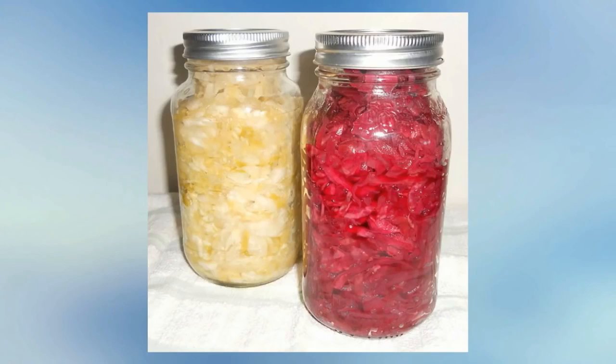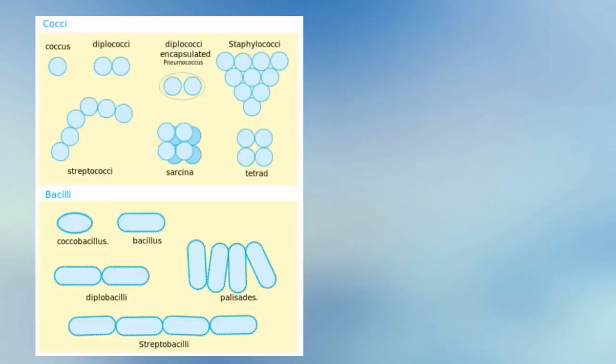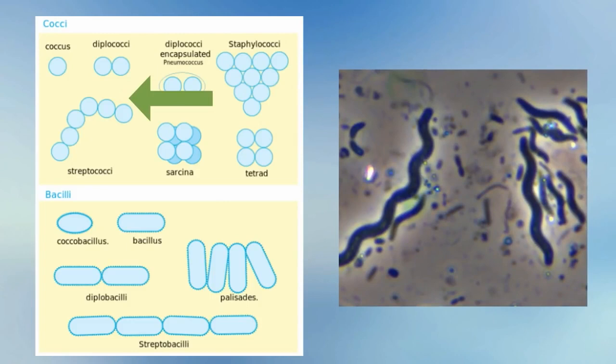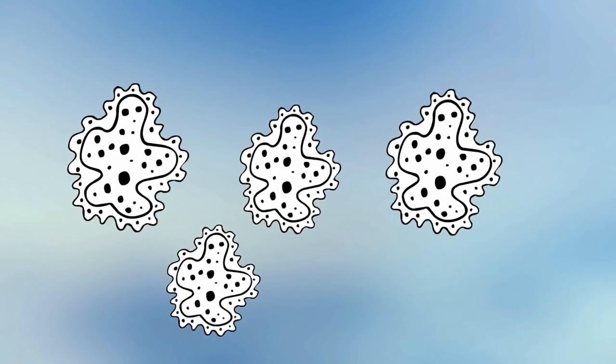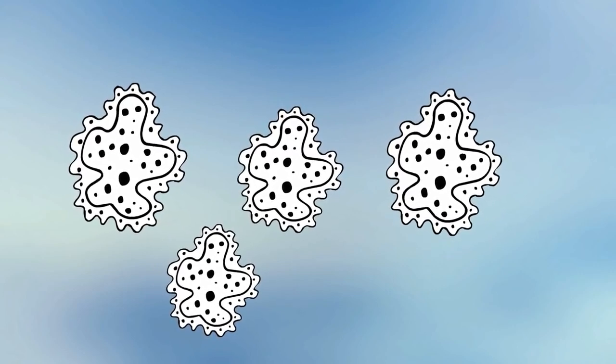Bacteria can be classified by their shape. For instance, coccus has a sphere shape, spirillum has a spiral shape, and bacillus has a rod shape. Most members of the Monera kingdom reproduce asexually in a process called binary fission, but some reproduce sexually in a process called conjugation.